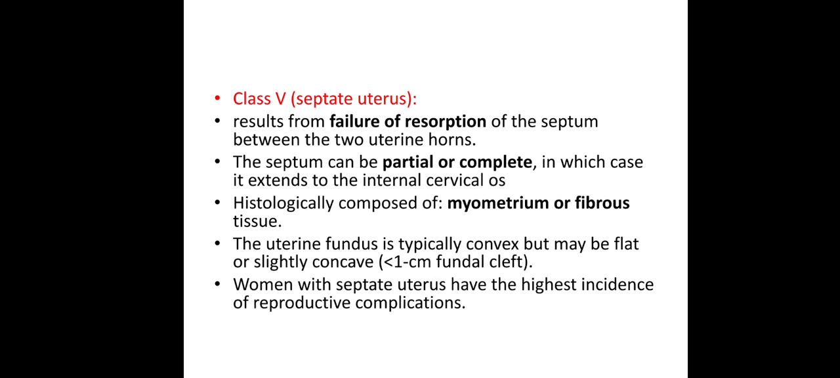Now, class 5 is septate uterus. This results from failure of resorption of the septum between the two uterine horns. The septum can be partial or incomplete, and histologically can be composed of myometrium or fibrous tissue. They have the highest incidence of reproductive complications. Septate and bicornate are the most common types that we come across.